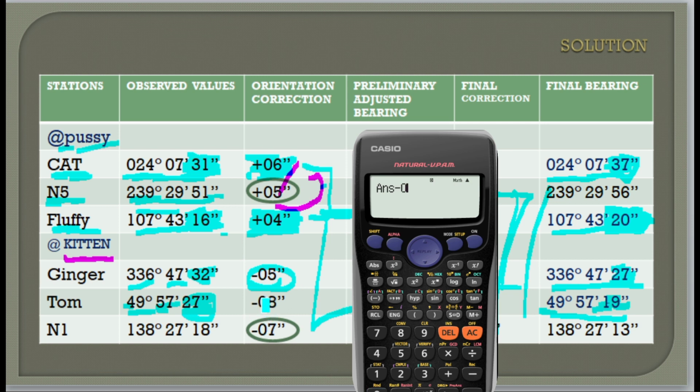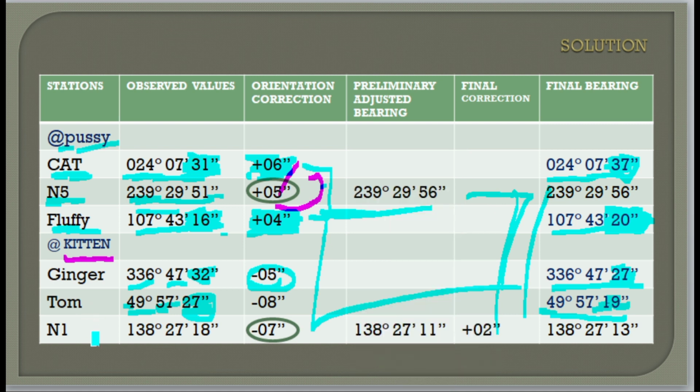After getting that, we do the same. So we find the mean of both orientation corrections. So -5 plus -8 divided by 2. After dividing that, we round off our answer, and our answer becomes -0.7 seconds. So that is the orientation correction that will be applied to N1 from the control station of the kitten. Having done that, you come and observe.